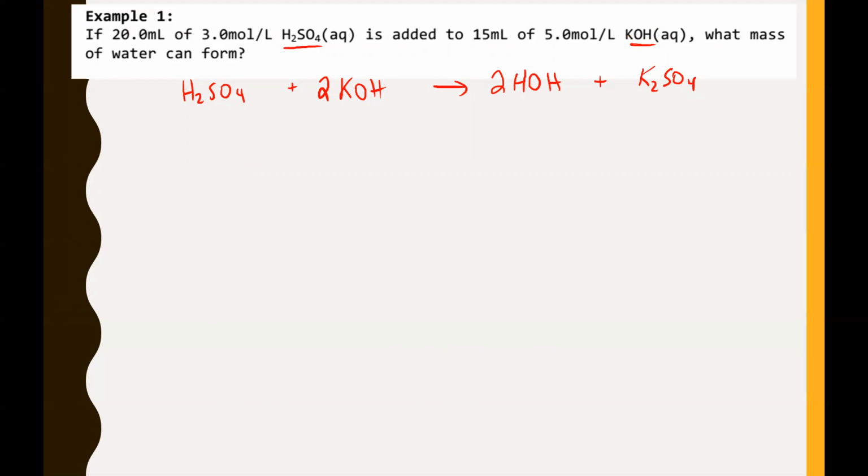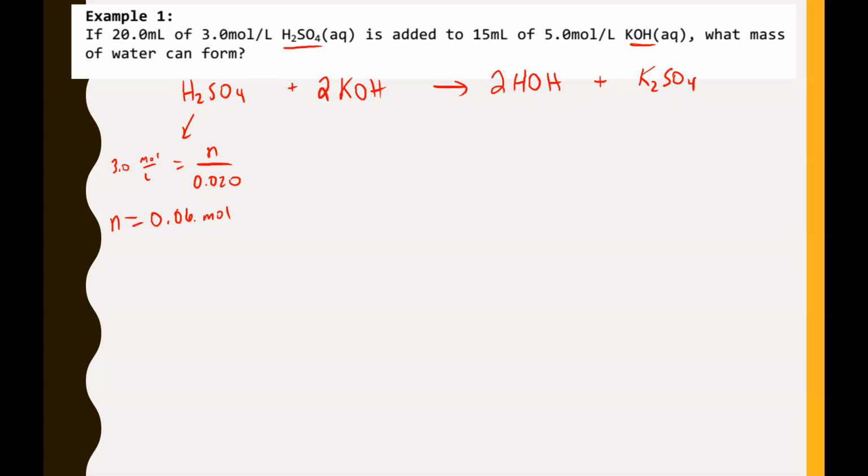First things first, find your molar amounts of each one. We'll start with H2SO4. Notice we know the concentration as well as the volume. Ultimately, we're trying to get moles here. So if we set this up as 3.0 moles per liter, then that equals some number of moles, we'll say n, over some number of liters. We can turn this to liters by writing it as 0.020. Multiply that over, and you're going to see that n is going to equal 0.06 moles.